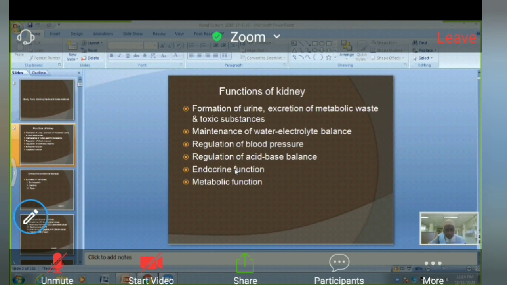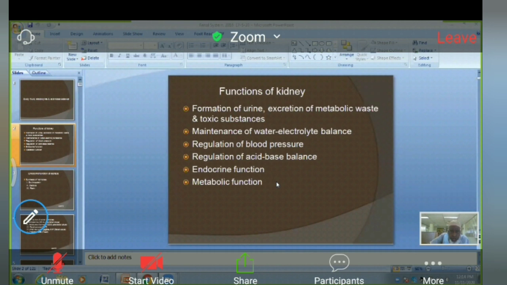Besides this, the kidney performs endocrine functions. This is very important. Though it is not a conventional gland, it is still performing important endocrine functions. It is also performing metabolic functions. Metabolic functions are mostly performed by the liver, but the kidney also has significant participation, though not like the liver. Okay.